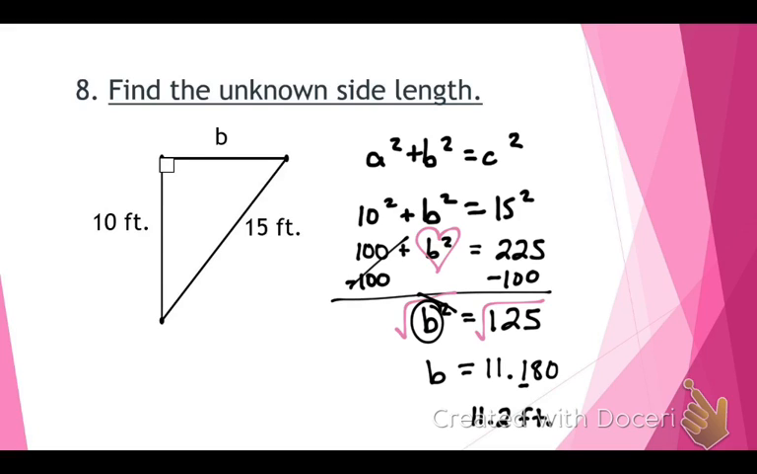Remember, we've talked about before, if you are the one who identifies or brings in the radical to the problem, you normally would have to make two answers, so it would be plus and minus, but you cannot have negative feet. So for this one, it is just going to be 11.2 feet.